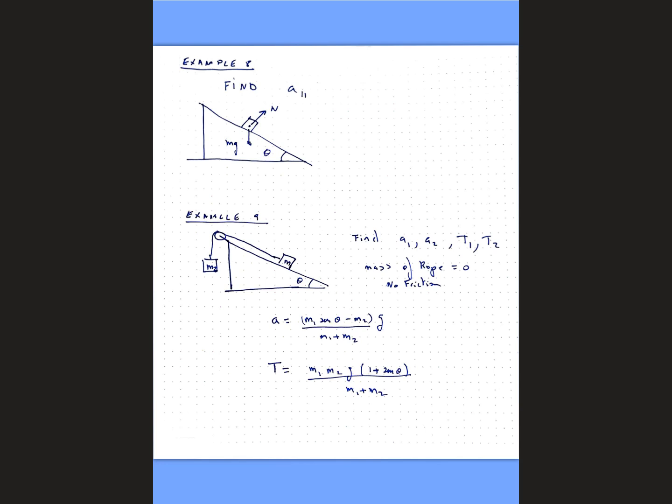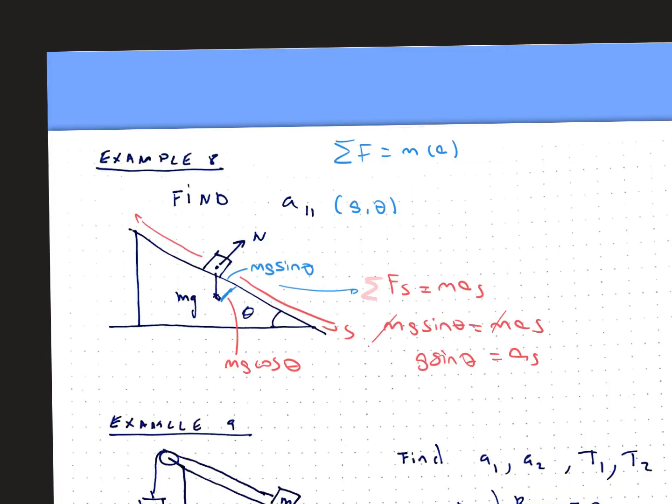In the mass 2, sorry. In this problem we're asked to find the acceleration parallel to g and theta.